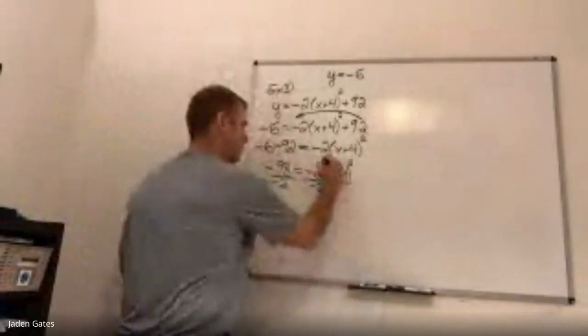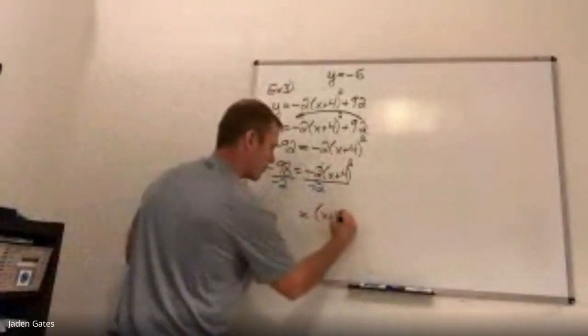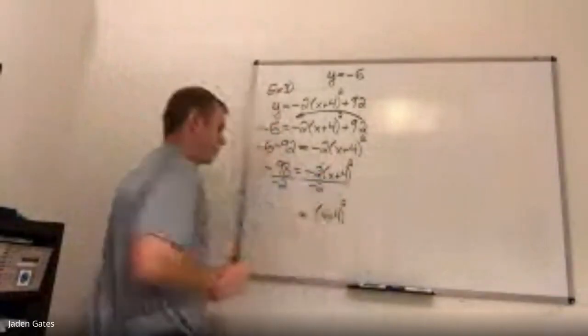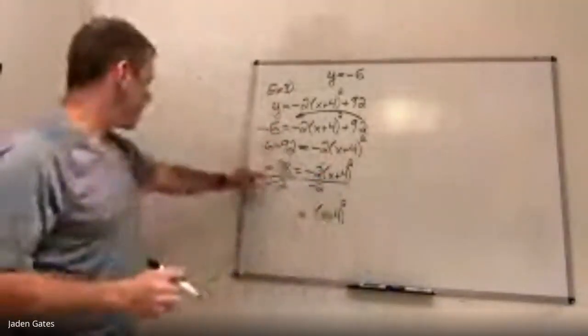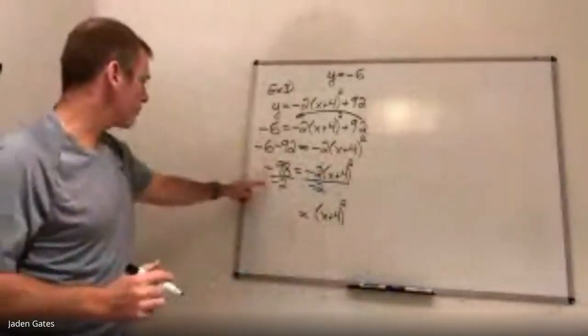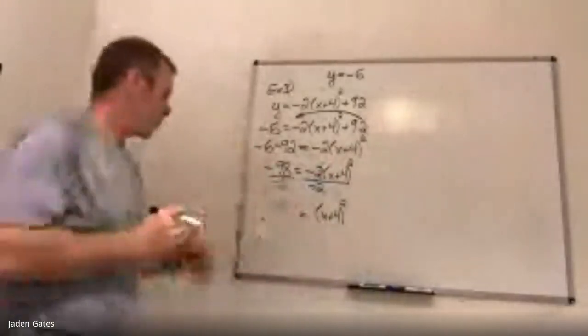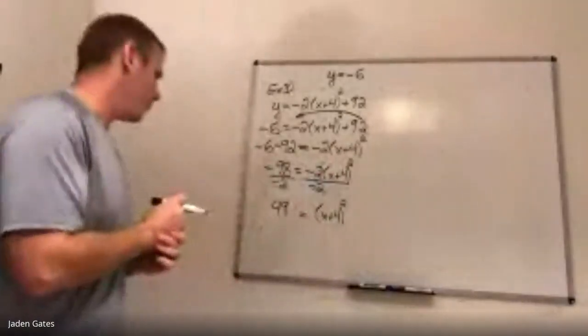All right, so those -2's divide each other out. And so all I have on this side now is x plus 4 squared. And a negative divided by a negative is going to give me a positive. And negative 98 divided by -2 is a positive 49. So essentially, we're right back to where we were in that last example.